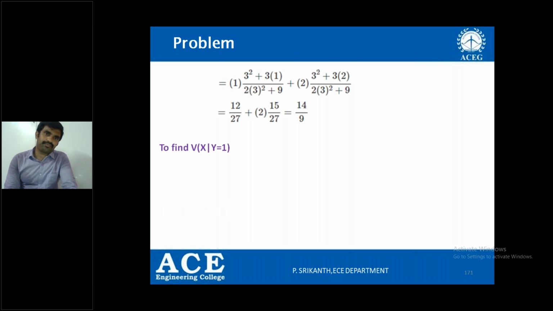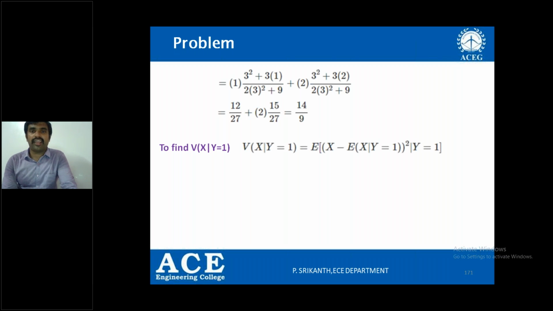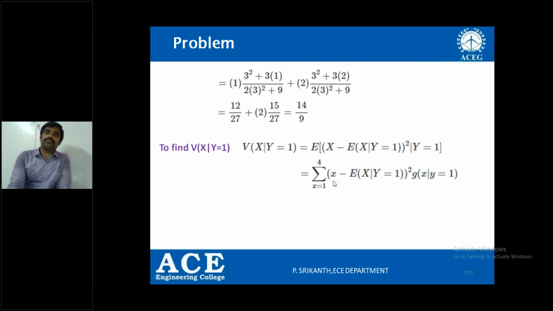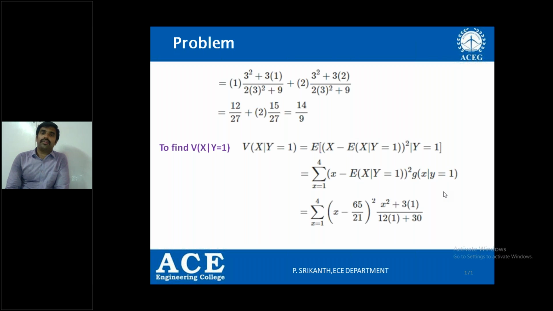Now finding the variance. What is the formula for variance? We know the formula for variance for a discrete random variable: expectation of x minus expectation of x given y equal to 1, whole square, given y equal to 1. We have seen the variance formula, right? So I'm substituting here, in the place of expectation of x given y equal to 1, whole square into the conditional density function, that is g of x given y equal to 1, by substituting the value x minus, what is this expectation of x given y equal to 1?